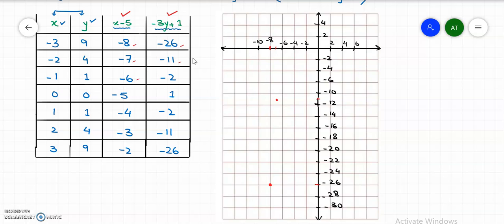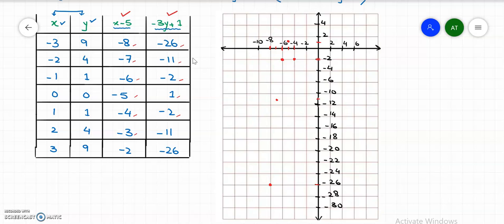Now -6 and -2. So x is -6 and y is -2 over here. Okay, the next point is -5 and 1. So the x value is -5, that is between -4 and -6, and the y value is 1, that is between 0 and 2 over there. So that is my fourth point. Now x is -4 and y is -2, so it would be here.